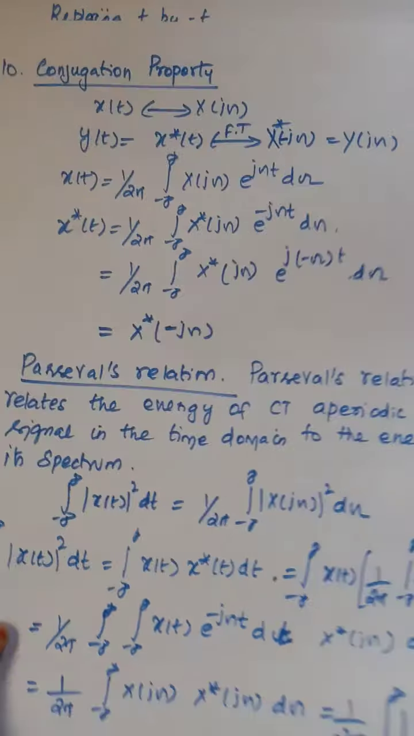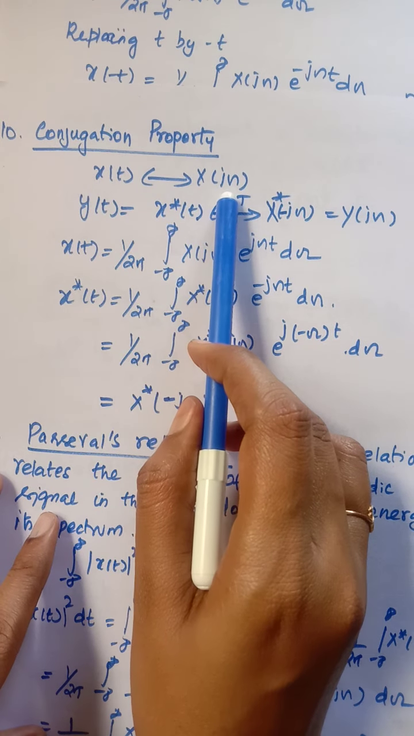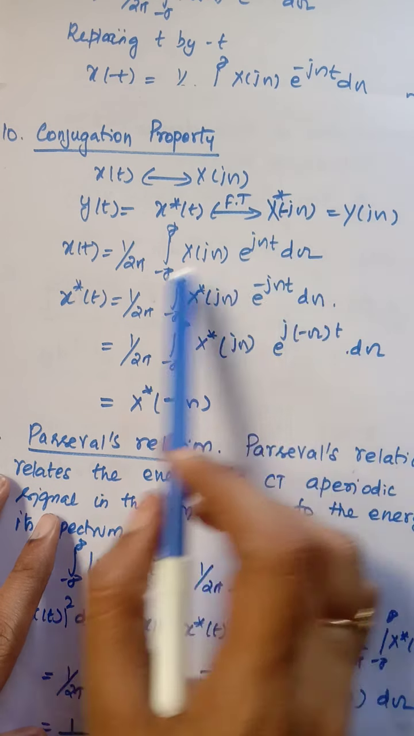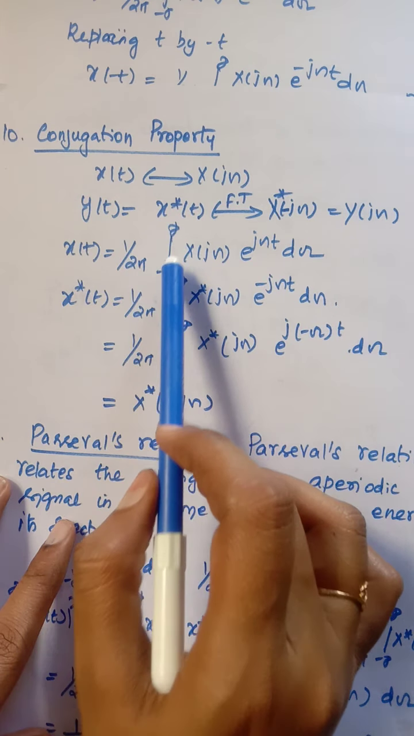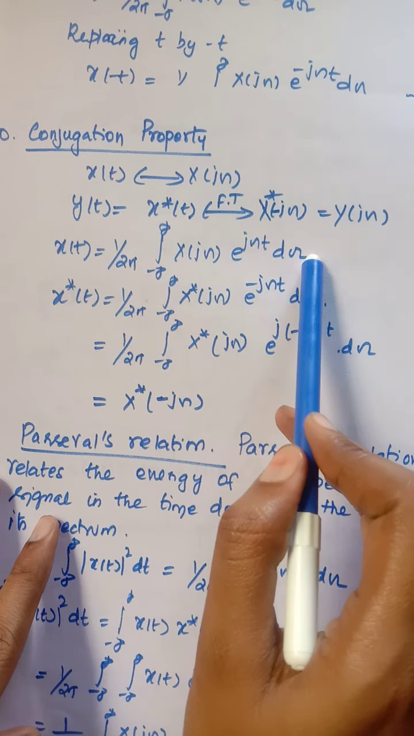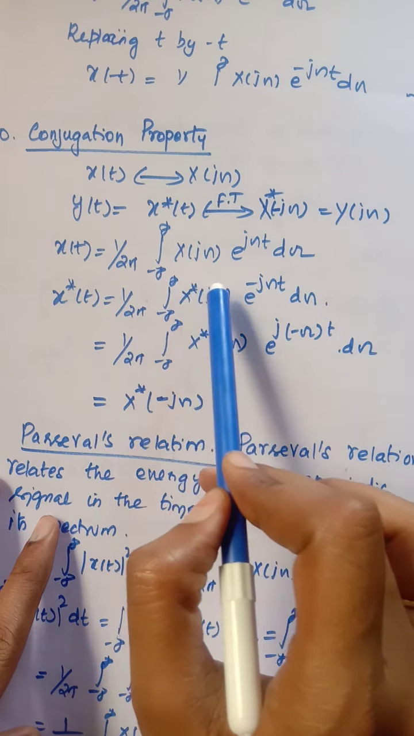Okay, so the next property is the conjugation property. If x of t has Fourier transform x of j ohm, then with conjugation you will have x conjugate of minus j ohm. For that, we take x of t equal to 1 by 2 pi integral minus infinity to infinity x of j ohm e power j ohm t d ohm. I am taking the conjugate, so this x signal will get conjugated.